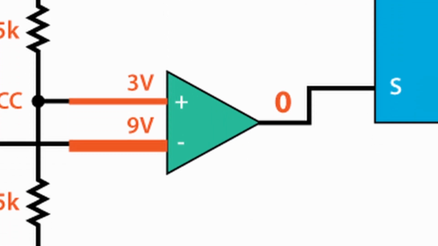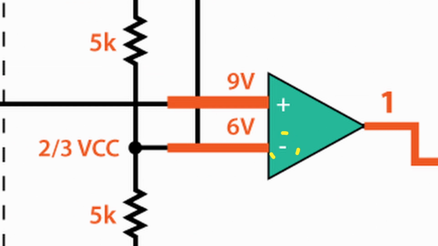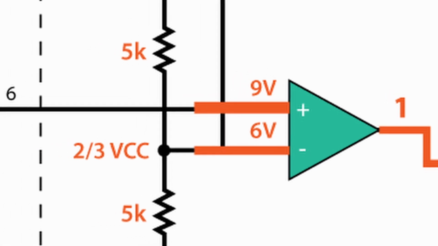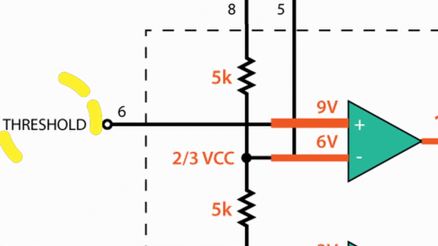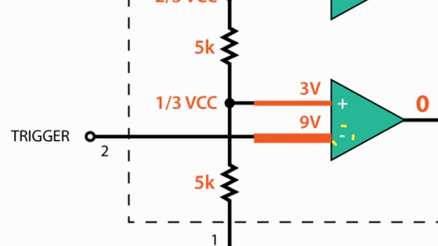Vice versa, if the voltage at the negative input terminal is higher than the voltage at the positive terminal, the comparator will output 0. The first comparator's negative input terminal is connected to the 2/3 reference voltage at the voltage divider and the external control pin, while the positive input terminal is connected to the external threshold pin. The second comparator's negative input terminal is connected to the trigger pin, while the positive input terminal is connected to the 1/3 reference voltage at the voltage divider.